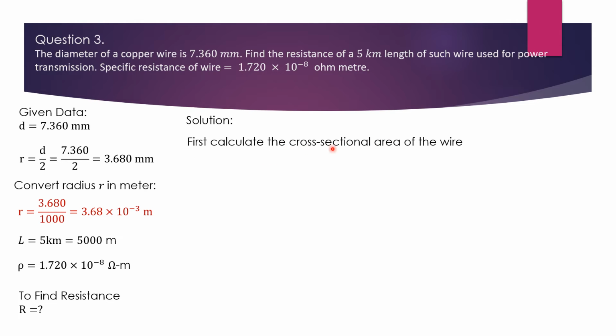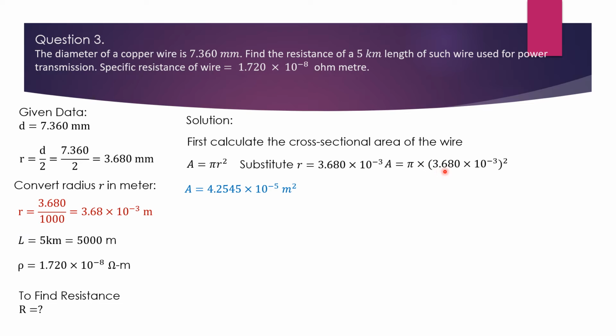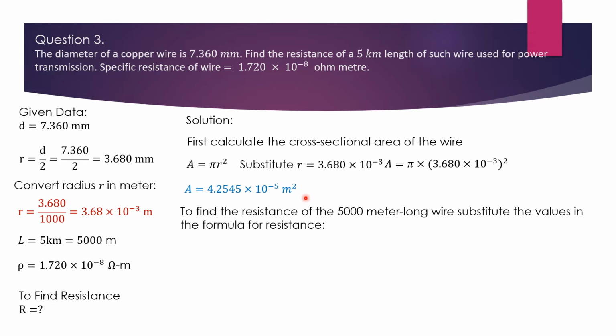First calculate the cross-sectional area of the wire. A is equal to pi r square, that is the formula for the circular cross-sectional area of the wire. Substitute r is equal to 3.680 into 10 power minus 3. So area becomes pi multiplied by 3.680 into 10 power minus 3, the whole squared, and this results in area equal to 4.2545 into 10 power minus 5 meter square.